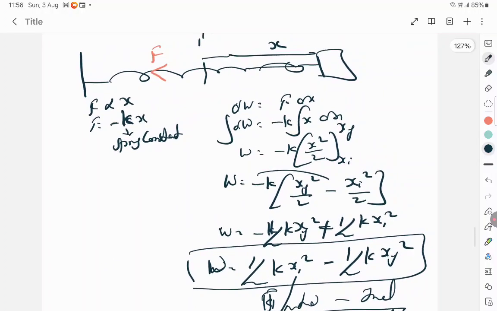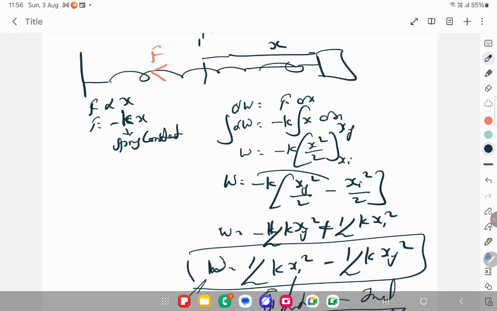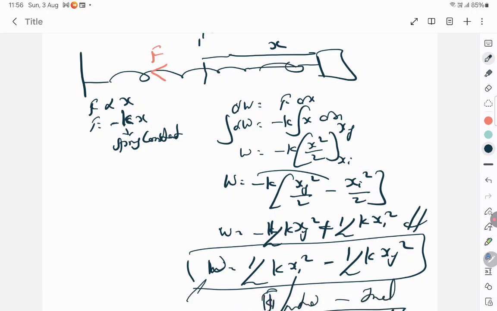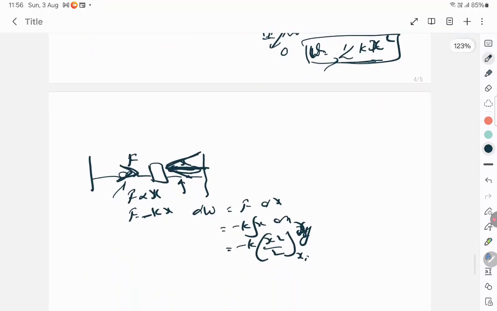So this is about a spring, where you have the work-energy theorem: work done gets converted into change in the kinetic energy or change in the potential energy. Here it's not kinetic energy, it's potential energy. So let's go to the next.